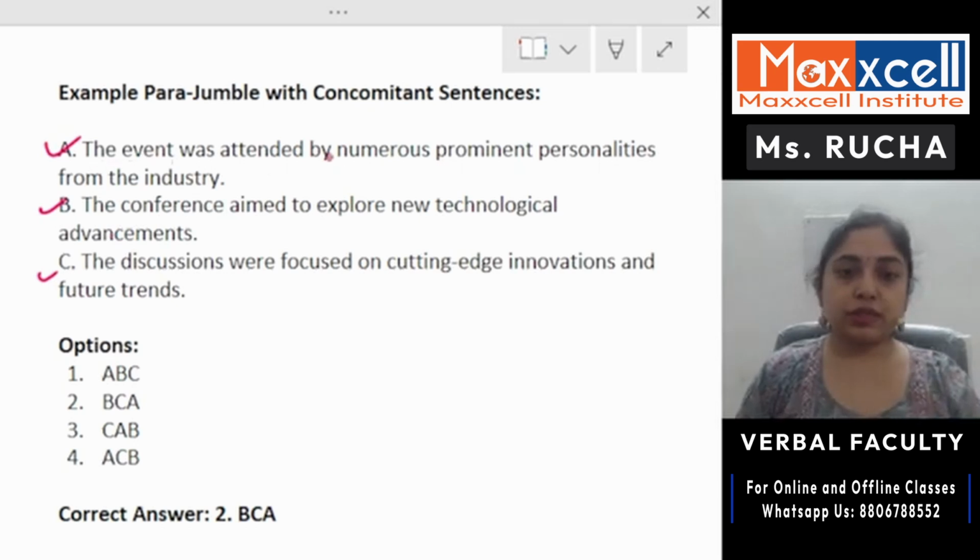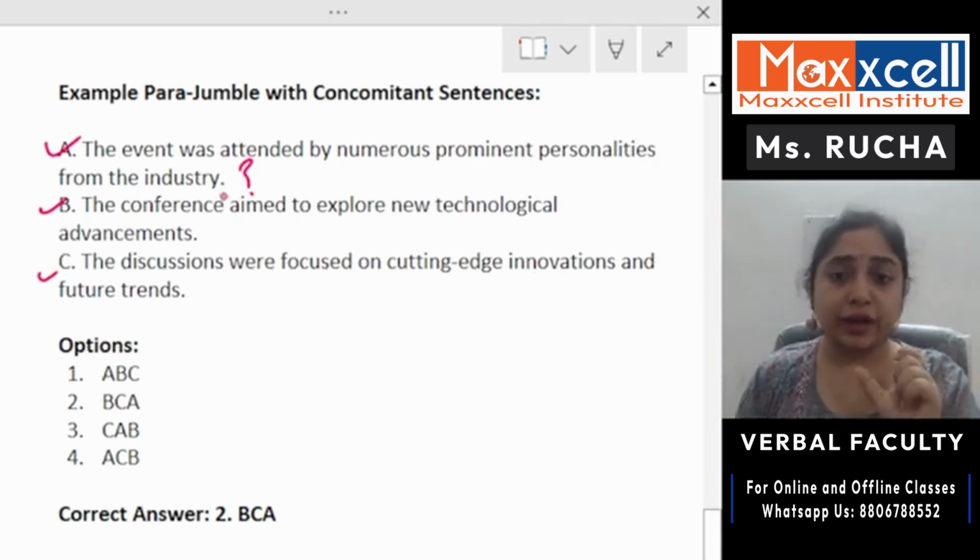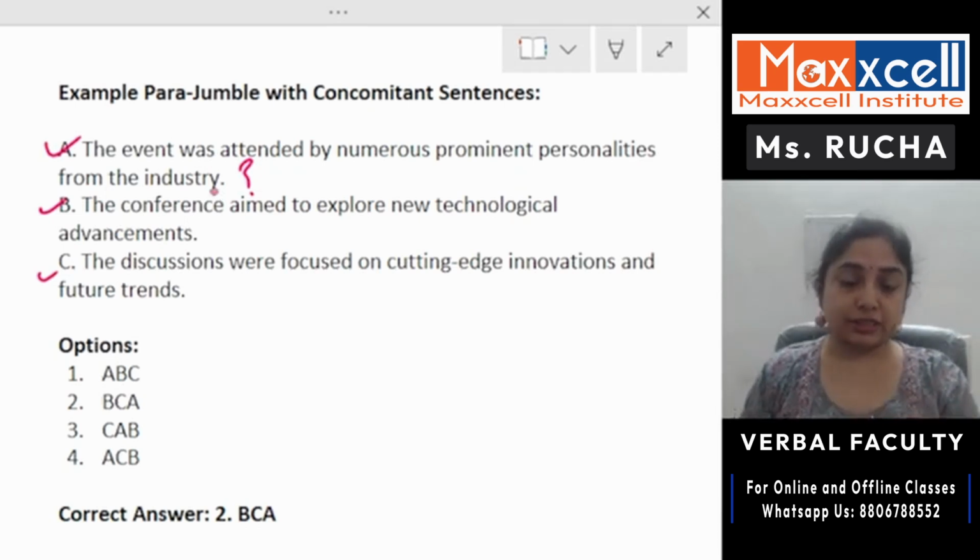The event was attended by numerous prominent personalities from the industry. So which event are we talking about? What is this event aiming at? We don't know anything. So it raises a question mark. This seems like a sentence fragment because we haven't read the other sentences. So let us read the other sentences first.